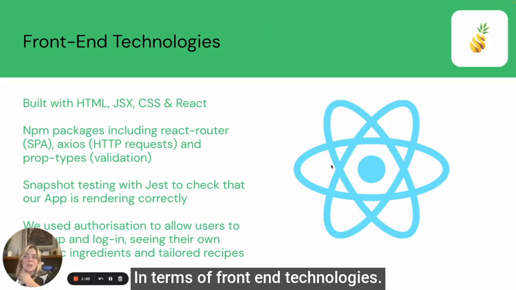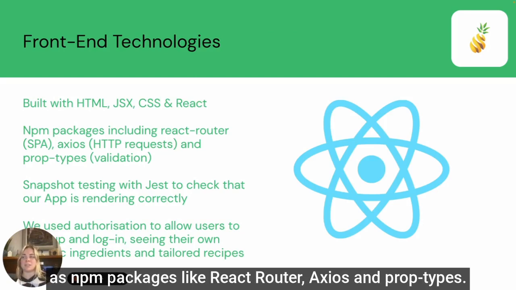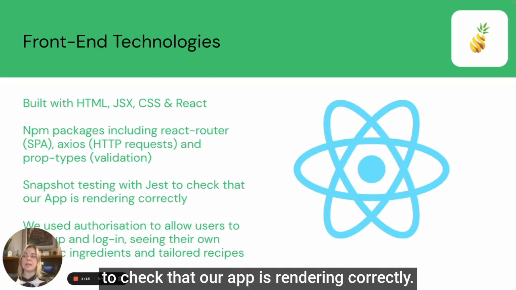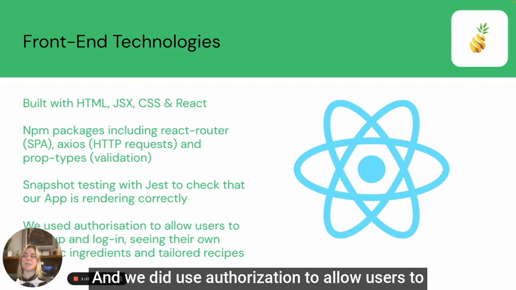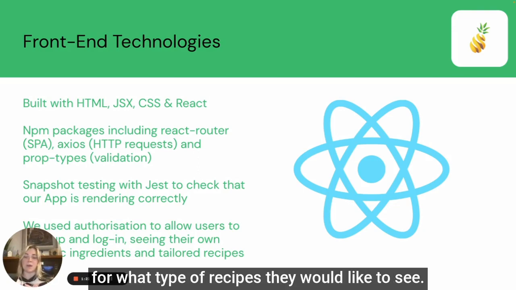In terms of front-end technologies, we built this with HTML, JavaScript, CSS, and React, as well as NPM packages like React Router, Axios, and prop types. There is some snapshot testing with Jest just to check that our app is rendering correctly. And we did use authorization to allow users to sign up, to log in, and to tailor their preferences for what type of recipes they would like to see.